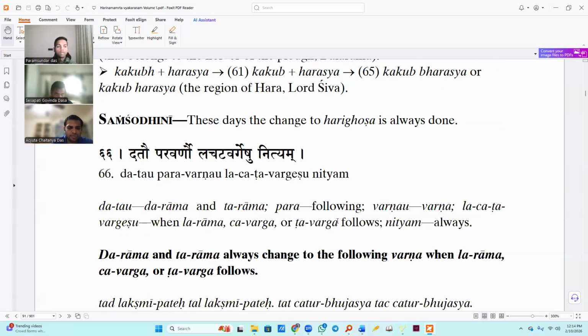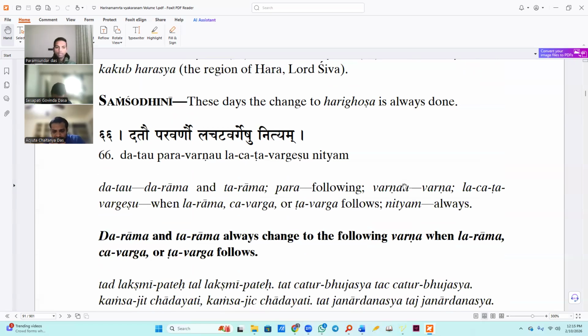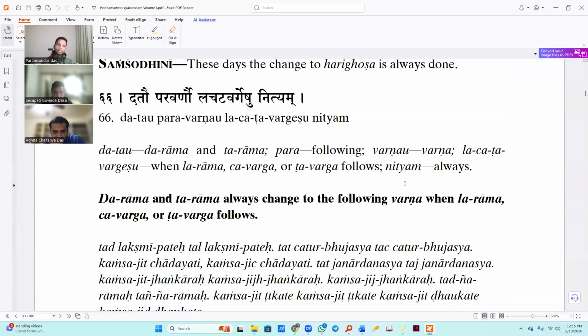Understood. Then 66, Datau Paravarnau Lachata Vargishu Nityam. This is also interesting. If there is either Da or Ta Rama at the first place, when we say Da or Ta Rama or Ha Rama, we are just talking of the pure Vyanjana, the pure consonant without any vowel. This a is only given for the pronunciation sake. We're just talking of the Shuddha Vyanjana.